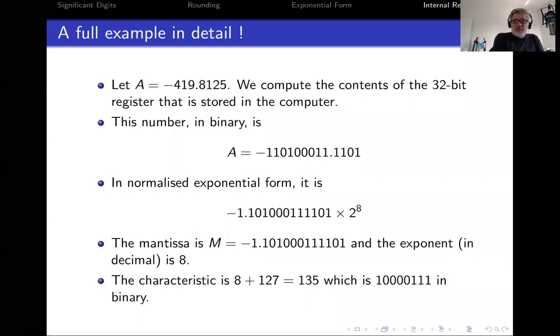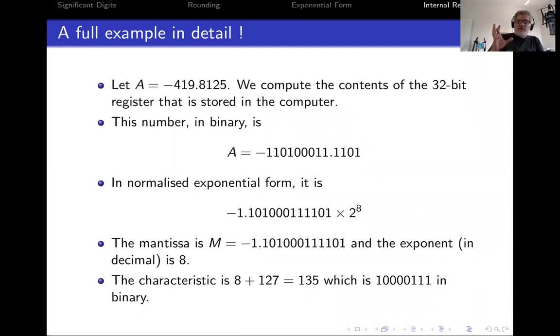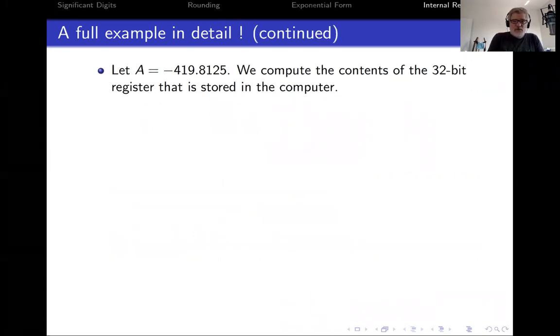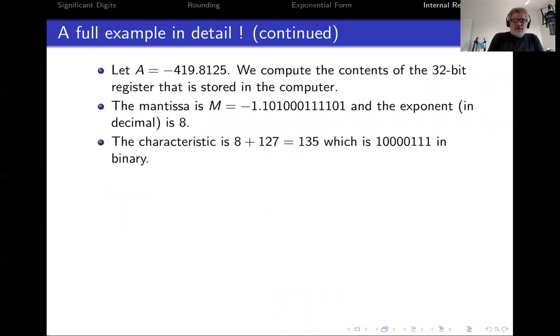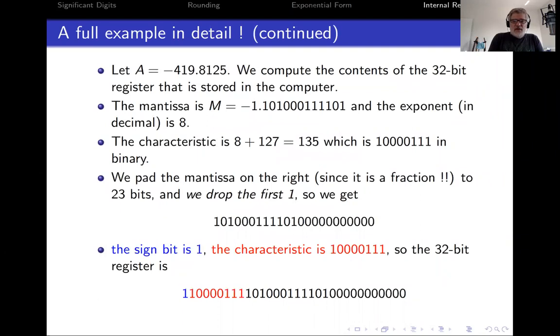Okay, so what's the characteristic? I shift by 127. So my exponent here is 8, the real exponent is 8, but I shift that by 127 to store it in the machine. Okay, so now the resulting sequence of 8 bits is 10000111. Okay, so this is my number A, mantissa, characteristic. I'm just repeating what I just put on the previous slide. So here is now the contents of the 32 bits.